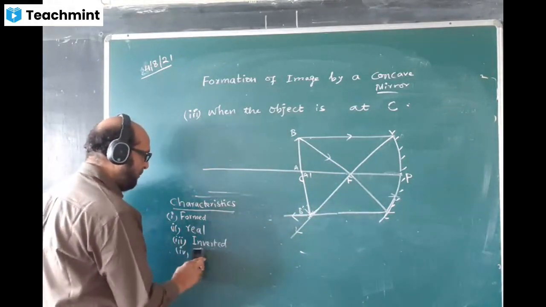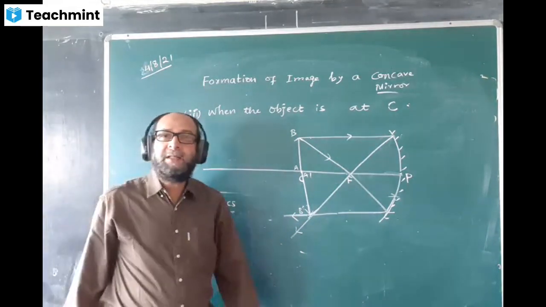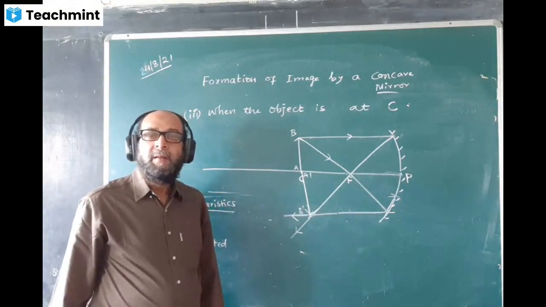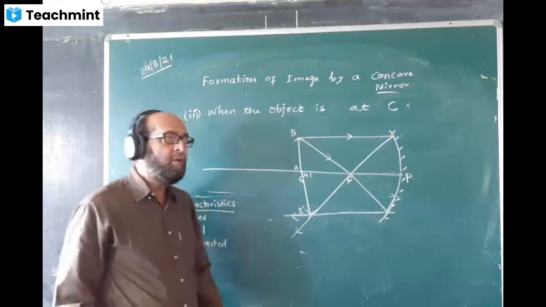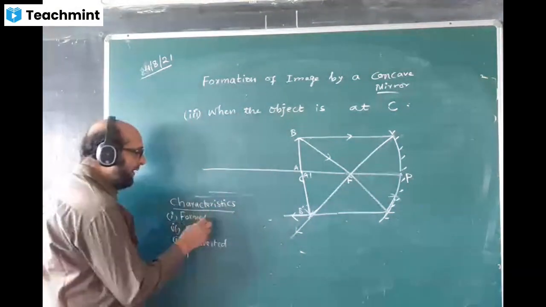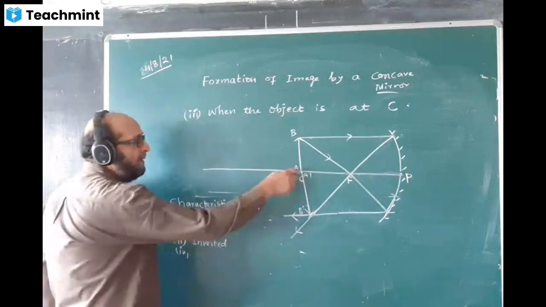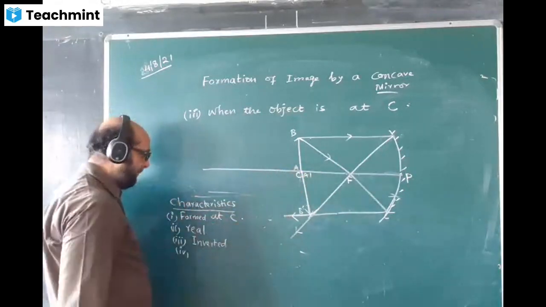Sir, done. Are you getting it? Yes, sir, the image formed at C. Okay. Now you write down characteristics formed. Where is the image formed? Right here, formed at C. First point. Image is formed at C. The first point you are writing.